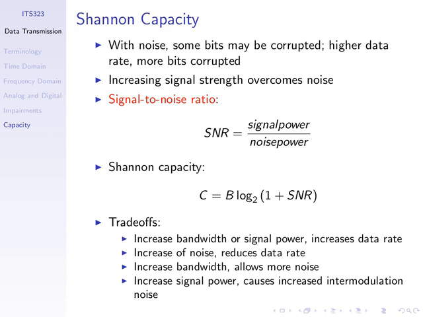Some other issues arise. If you increase the bandwidth, it generally allows more noise into the system. Make this bigger, noise goes up, which makes this smaller. So it may not help in some cases. And there are other things. If we increase the signal power too much, if we make it very strong, then we can interfere with other systems, and we can cause noise on other systems. So there are a number of trade-offs that need to be considered there.